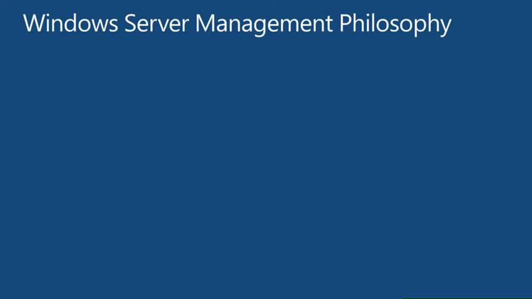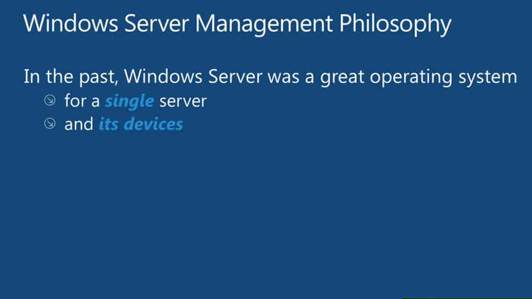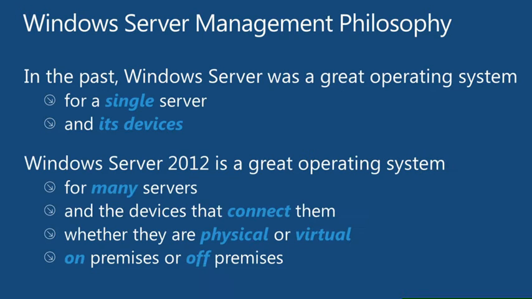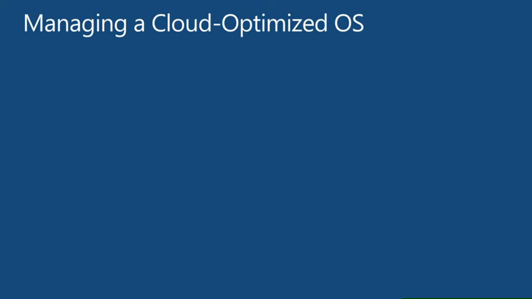So we want to start off by setting the context and describing our management philosophy with Windows Server. Previous releases of Windows Server were a great operating system for a single server and the devices that connected to it. But Windows Server 2012 has advanced beyond that and become a great operating system for many servers, the devices that connect them, whether they're virtual or physical, and whether they live on-premise or off-premise. This is really about making the transition to the cloud. We talk about Windows Server 2012 being a cloud-optimized OS.